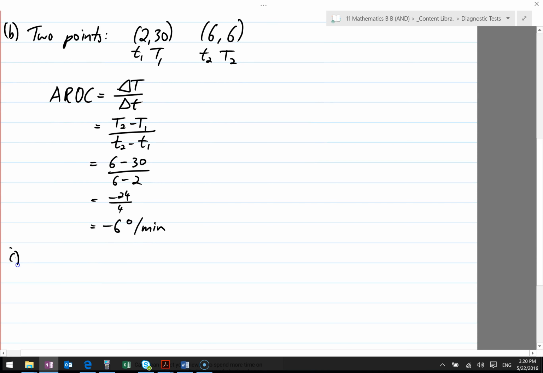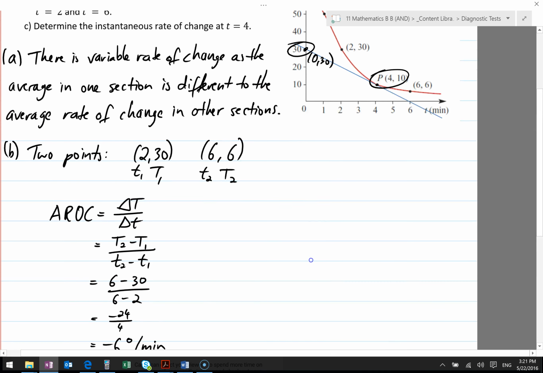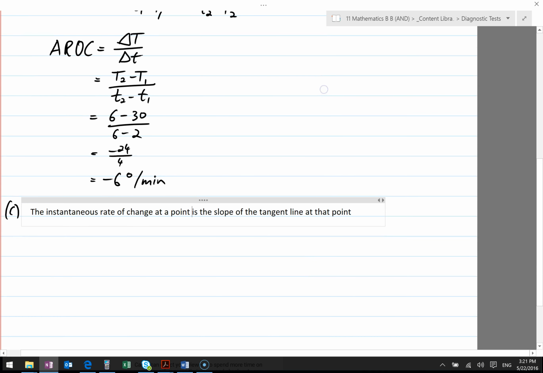So for part C down here, we'll just write something to show our understanding. The instantaneous rate of change is the slope of the tangent line at that point. So what were my 2 points? (0, 30) and (4, 10).